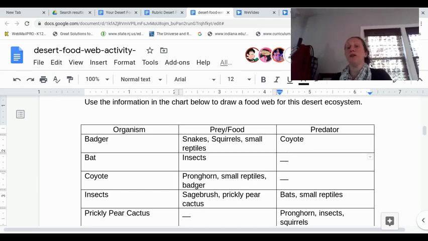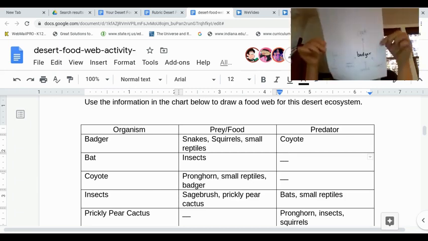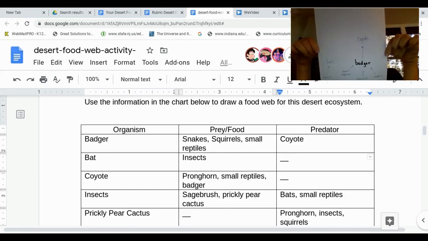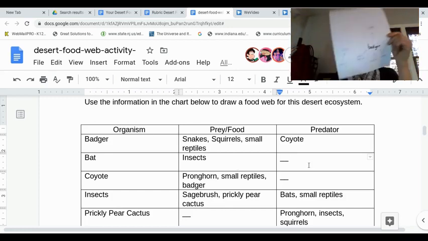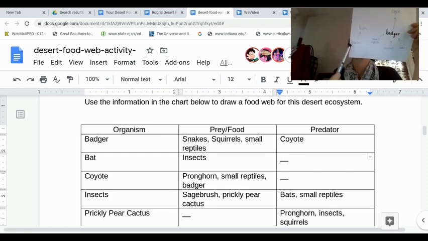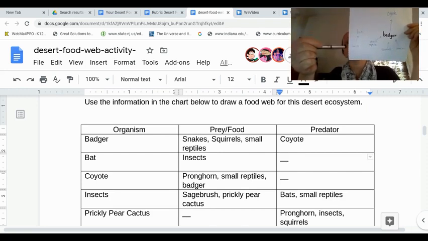So if you do not have a printer, I'd like for you to just write the words out, okay? The next group is the bat. The bat eats insects, and the bat isn't eaten by anything. So the bat is the top of its food chain. So I wrote the word insects, an arrow going to the bats, and then there's no arrow coming off of the bats because the bat doesn't eat anything.